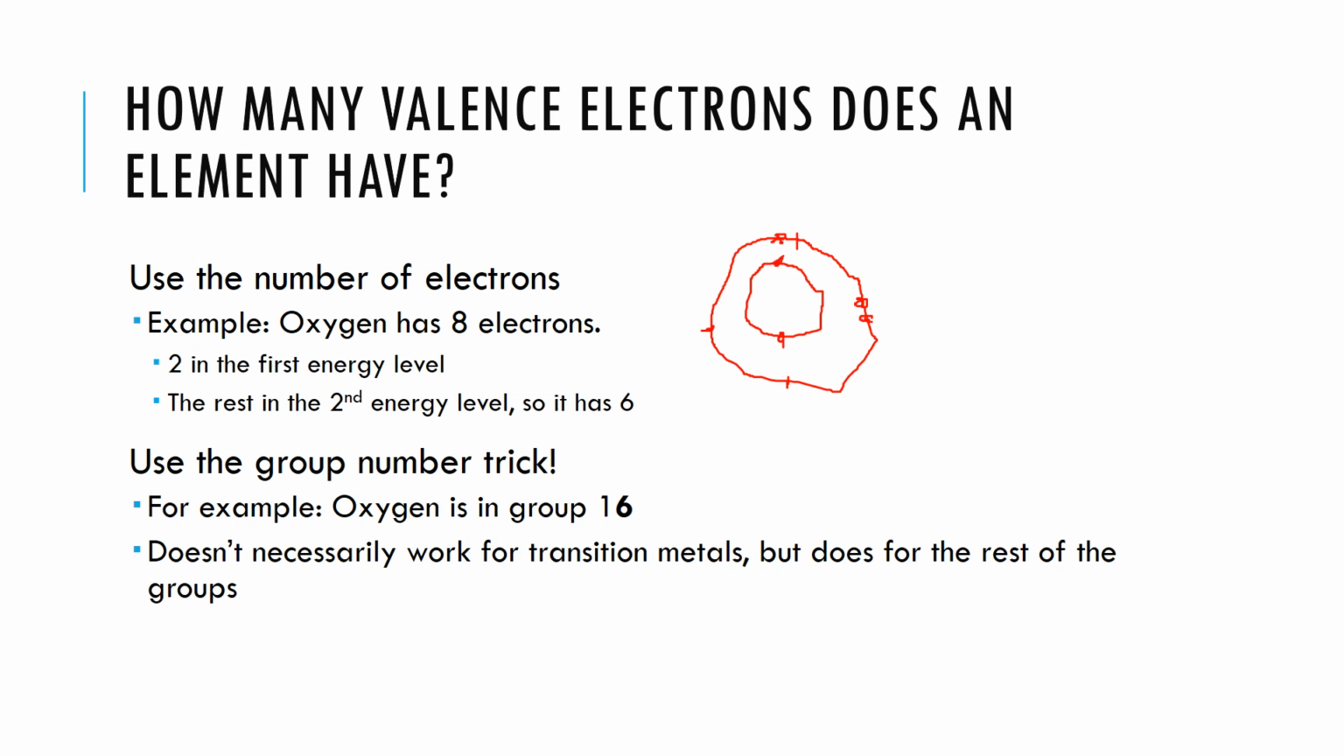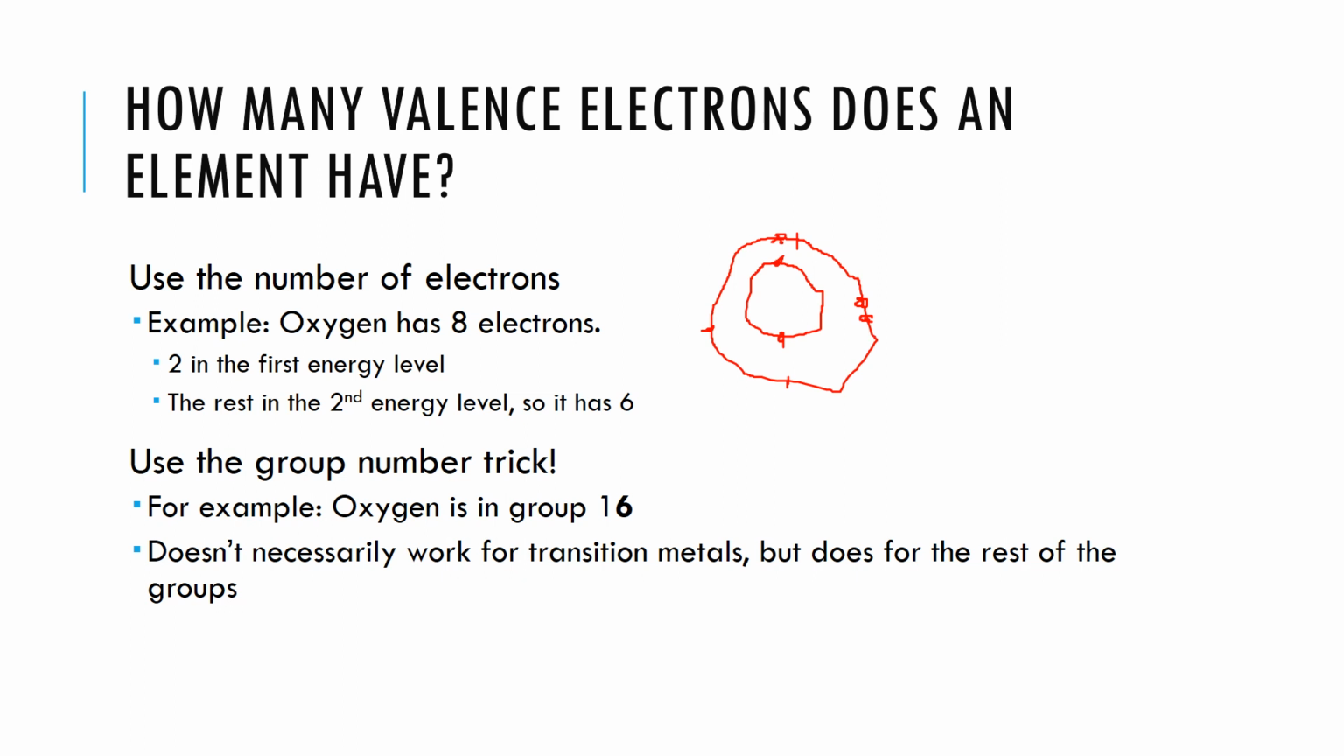So if you look at the group number, so you should hopefully know that's your columns, that can help you determine how many valence electrons are in that element. Oxygen is in group 16. If you look at the digit in the ones place, which is a 6, oxygen has 6 valence electrons.